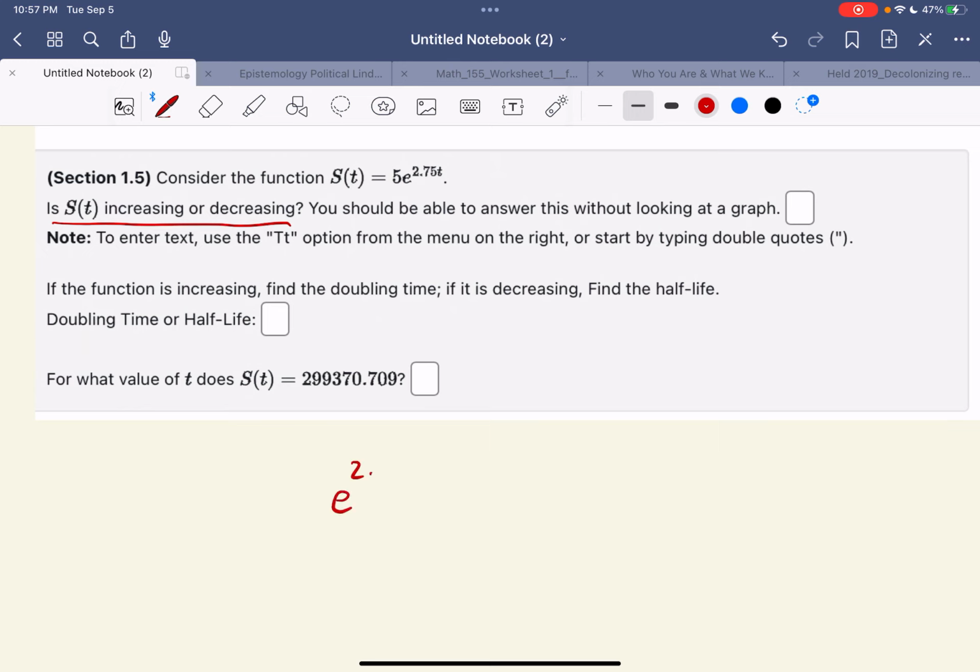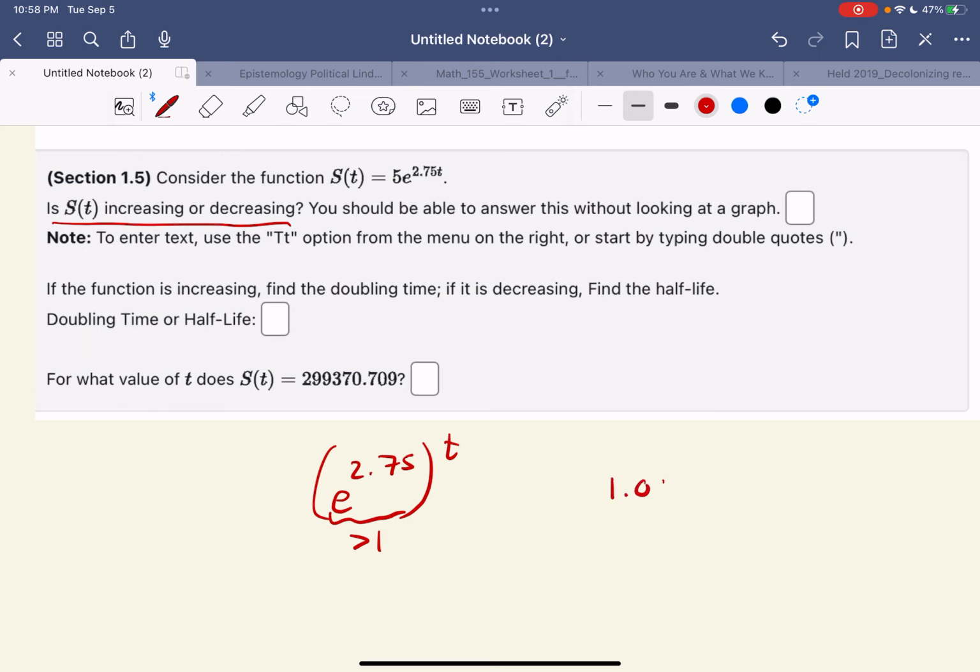e to the 2.75 to the t, that's the same as this. Ignore the number 5 for a moment. That doesn't change whether it's increasing or decreasing. That's just the number 5. But this part is the part that's changing and moving. This number here, it's a pretty big number, but all that really matters is that it's bigger than 1. Okay, think of a number bigger than 1.